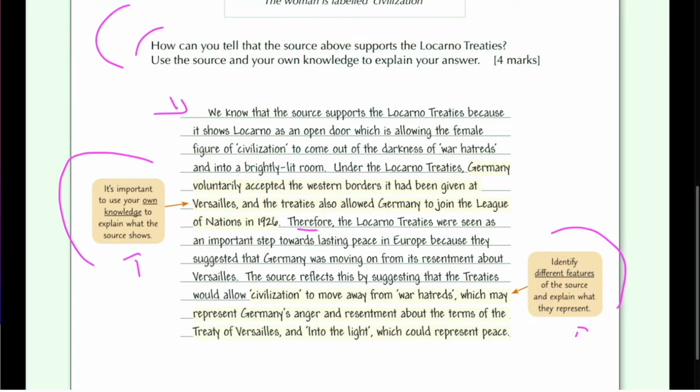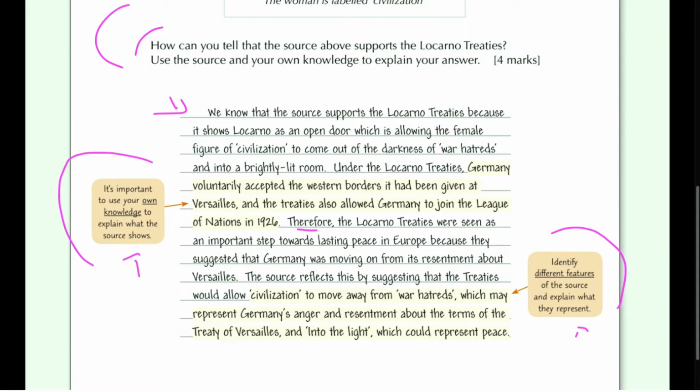So, coming back and continuing the reading: therefore, the Locarno Treaties were seen as an important step towards lasting peace in Europe because they suggested that Germany was moving on from its resentment about Versailles. The source reflects this by suggesting that the treaties would allow civilization to move away from war hatred, which may represent Germany's anger and resentment about the terms of the Treaty of Versailles, and into the light, which could represent peace. Okay, so let's make some analysis here.